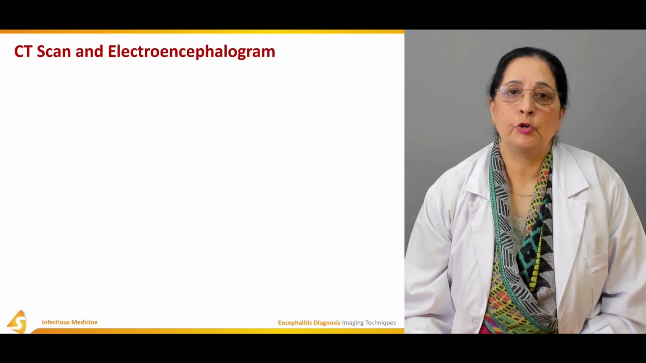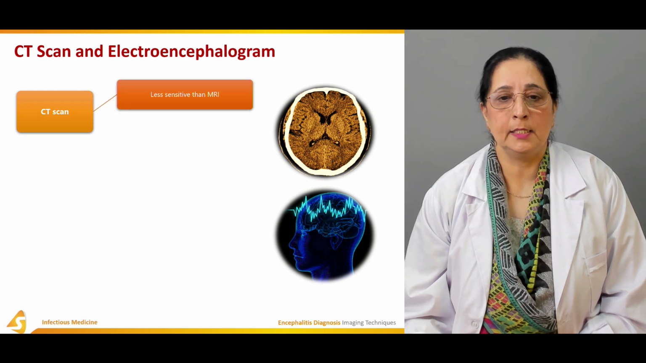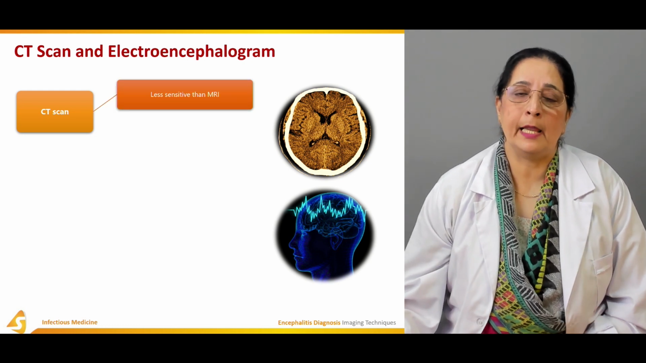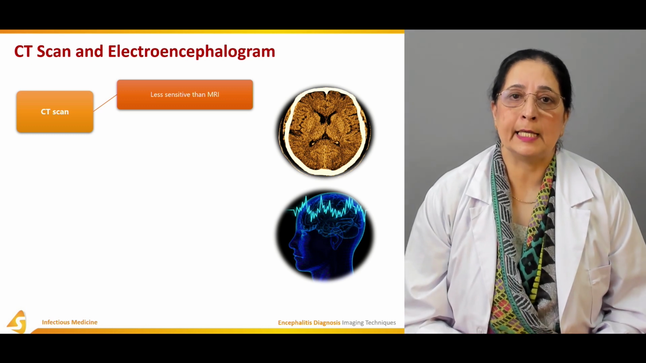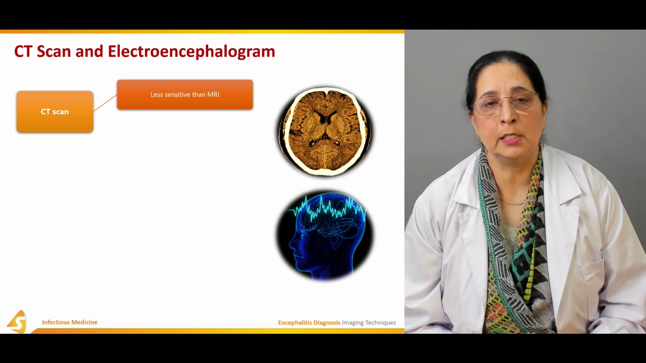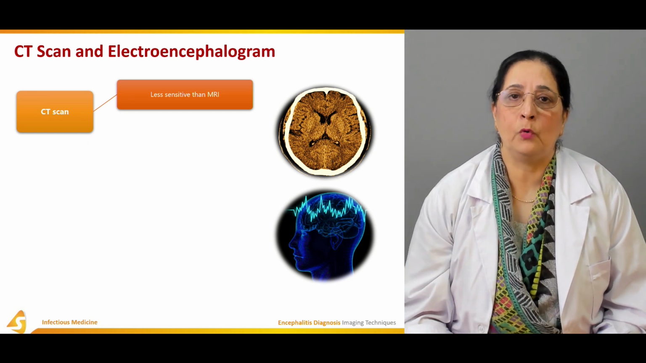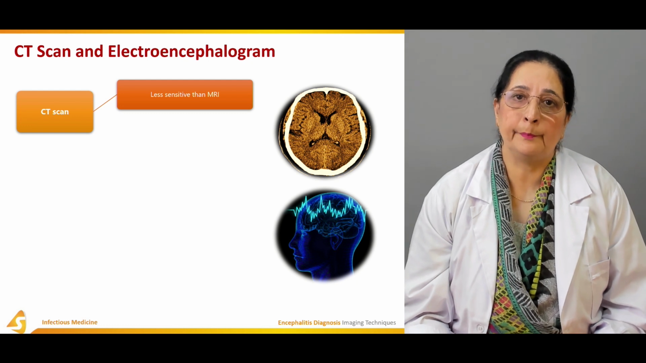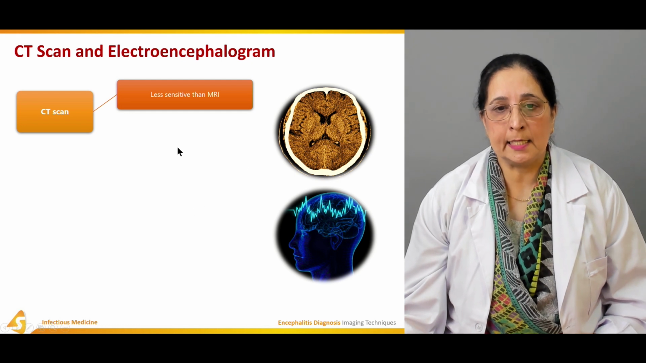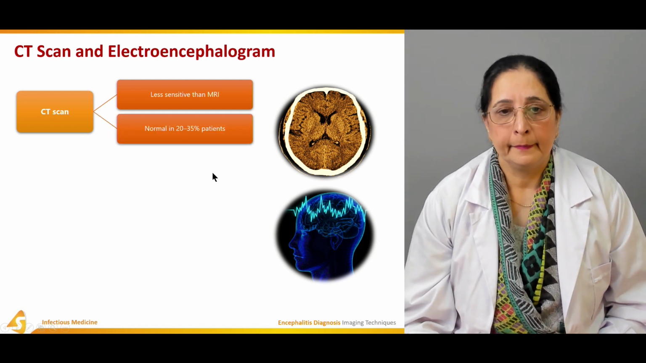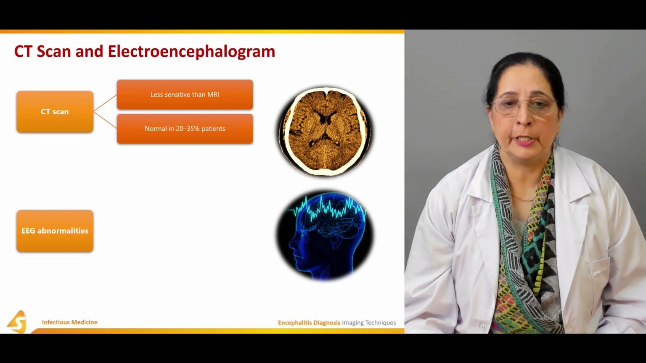CT and electroencephalogram. Computerized tomography, the CT scan, is less sensitive than MRI. So MRI is a very effective imaging technique for the diagnosis of encephalitis, especially the focal findings of herpes simplex virus encephalitis. CT scan is less sensitive than MRI, and is normal in 20 to 35% of the patients.